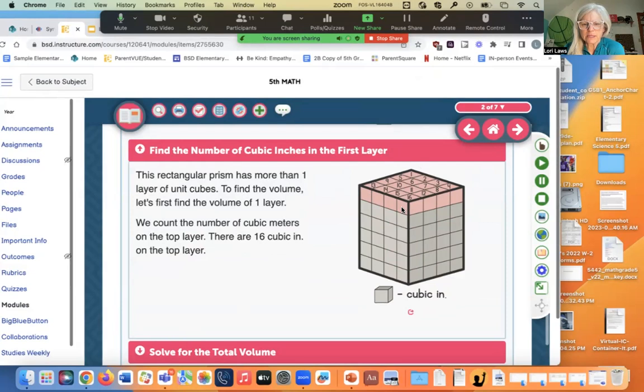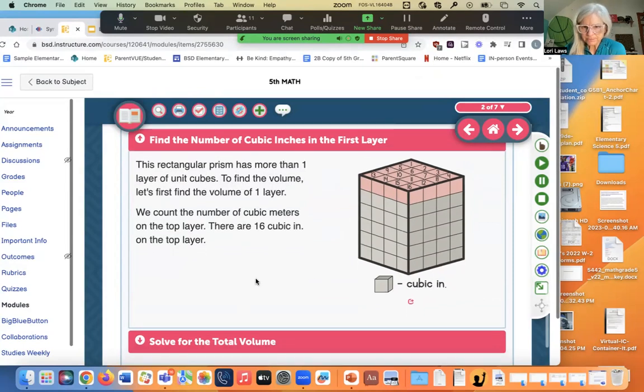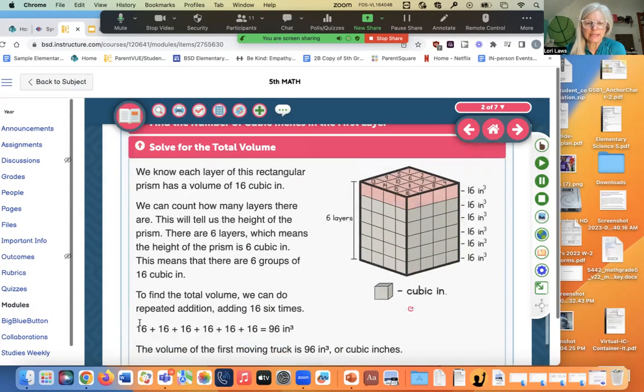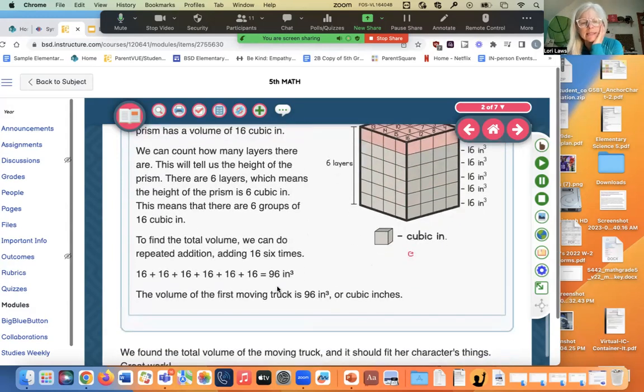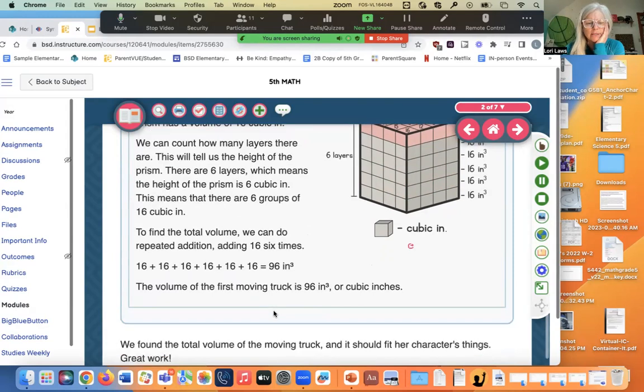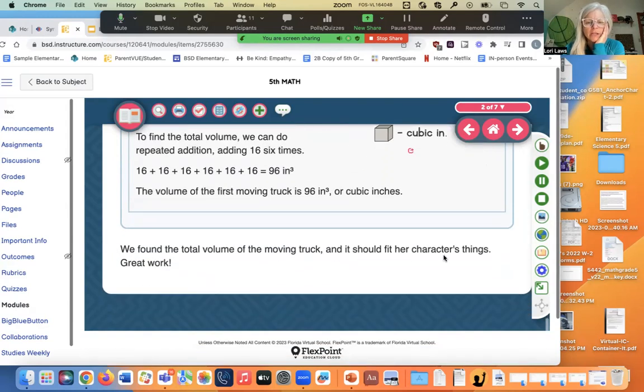And how many layers of 16 do we have? Well, let's count the tiles. 1, 2, 3, 4, 5, 6. 6 times 16, solve it. 6 times 10 is 60. 6 times 6 is 36. 60 and 36 is 96 cubic inches. We found the total volume, and it should fit her character's things. Great work.